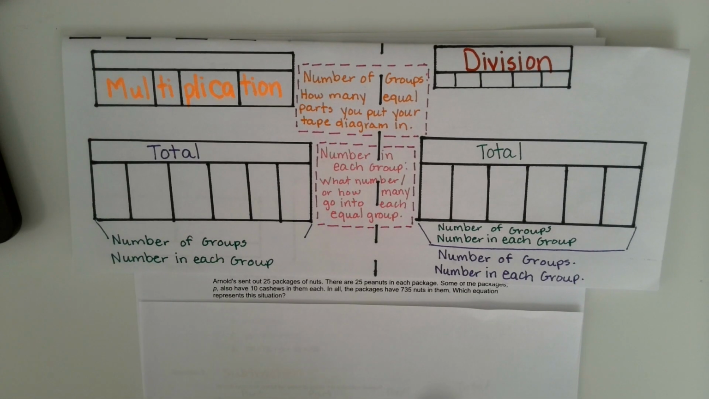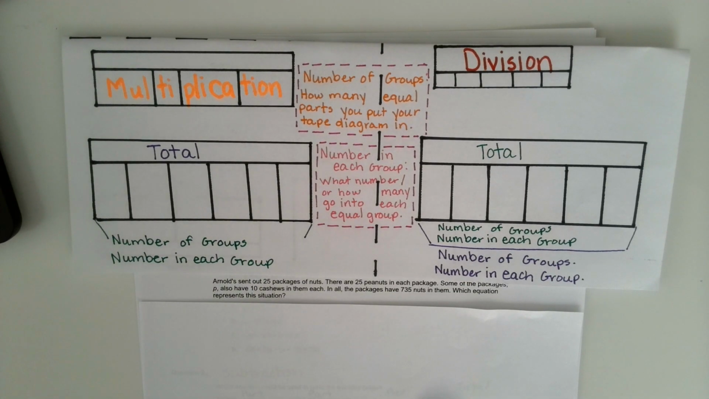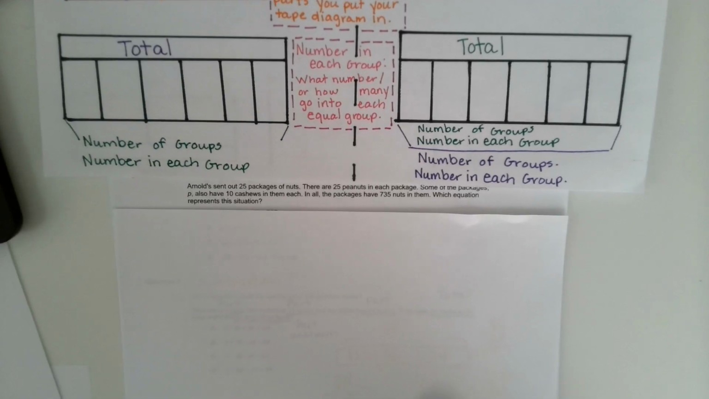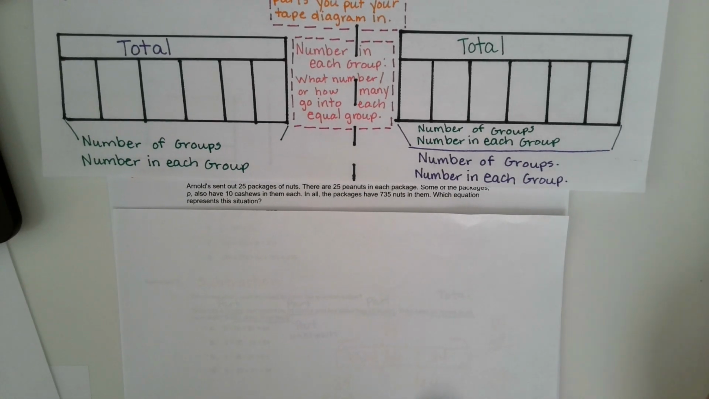So this question right here: Arnold sent out 25 packages of nuts. There are 25 peanuts in each package. Some of the packages, P, remember we use letters as variables when we don't have a number for it, also have 10 cashews in them. In all, the packages have 735 nuts. Which equation represents this situation? All right, just by reading this, I can already tell that this is going to be a multi-step problem.